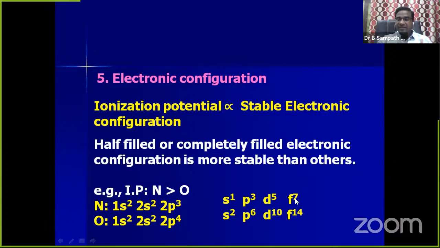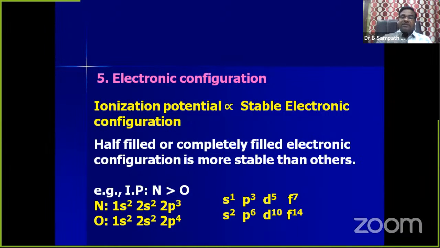In the same way, totally 7 f orbitals are there. Of course, we don't know exactly the structure of f orbitals. Each f orbital accommodates 2 electrons. Here 7 into 2, totally 14 electrons maximum it can accommodate.